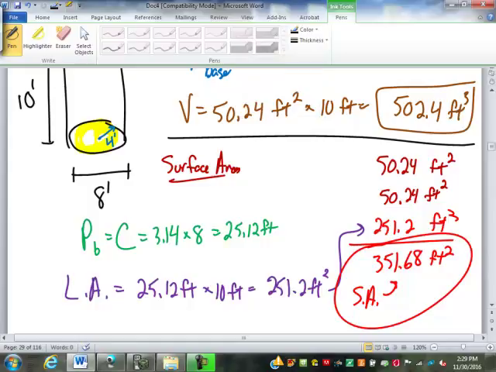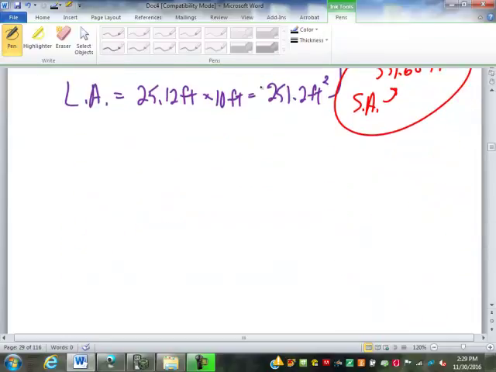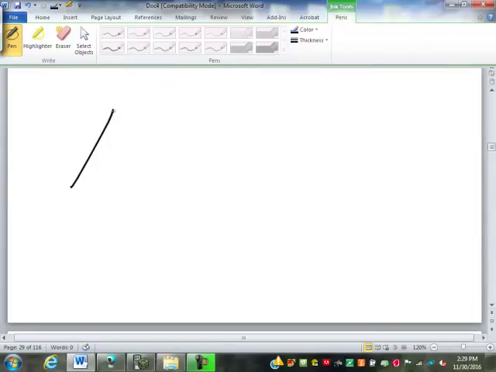All looking familiar now? Okay. Do you remember how to do trapezoids?